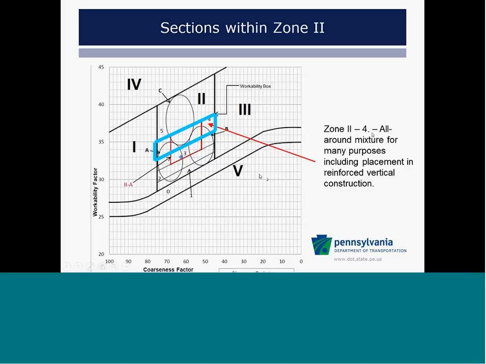Zone 2.4 is a sound, good mix, a good area to be in. It includes placement of vertical construction. This is just generally good aggregate.